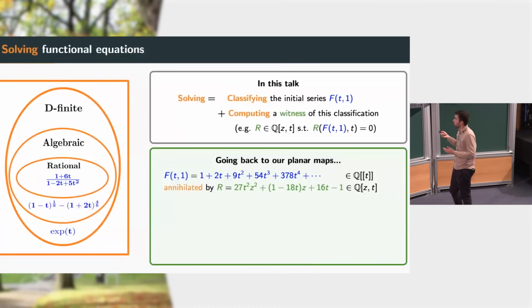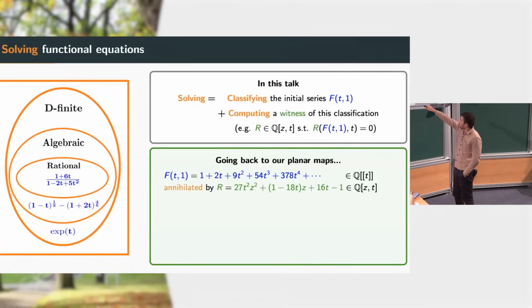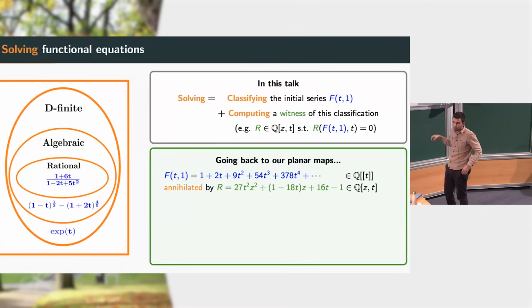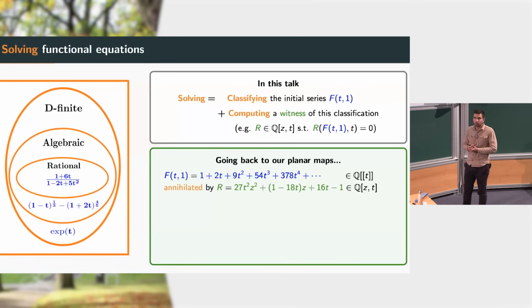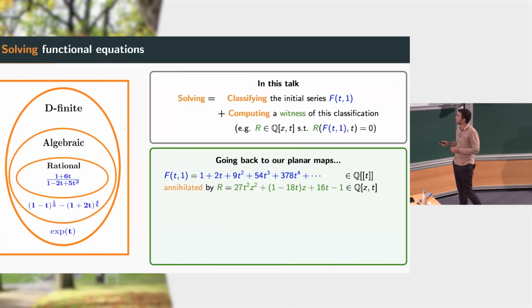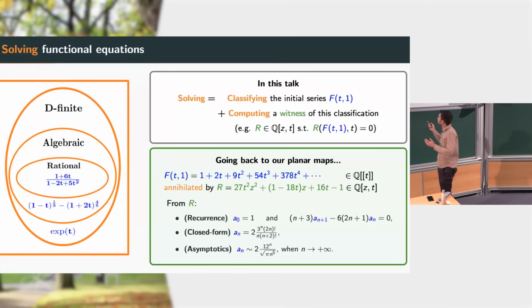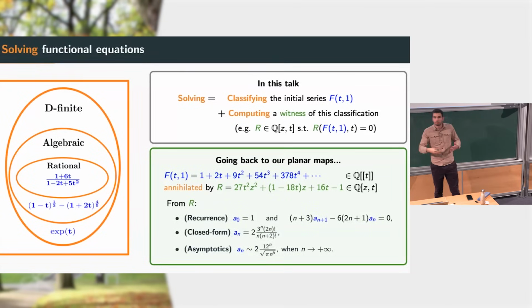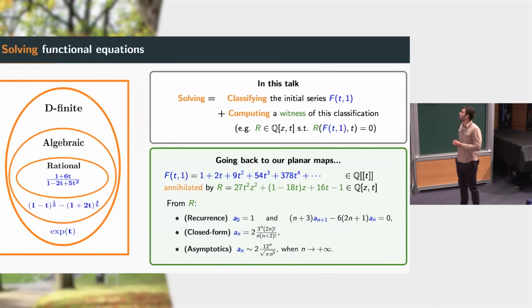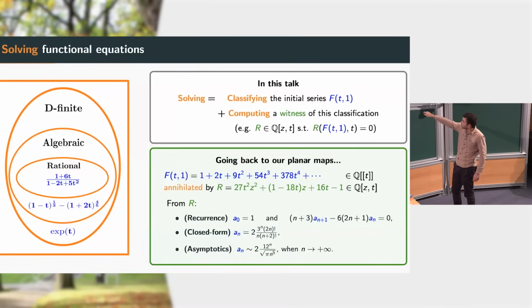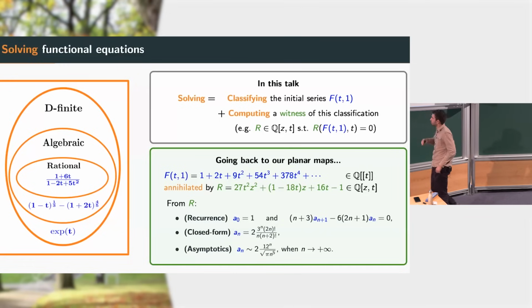And why that? Well, because, for instance, when you have the series f of t1 associated to the enumeration of planar maps, then you can compute by some oracle, I will be more precise in a couple of minutes, an annihilating polynomial, which means that when you substitute z to this series f of t1, you obtain 0. And from this polynomial r, you can deduce some properties on the initial sequence using existing methods.